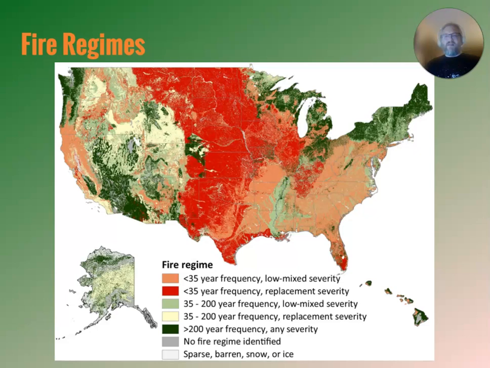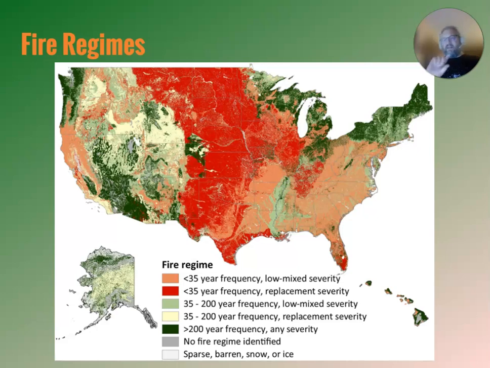If we zoom in on Pennsylvania on this map, you'll see that most of the state is in the sort of pinkish color there that represents a less than 35-year frequency, so very frequent fires, and low to mixed severity. So most of Pennsylvania historically experienced very cool fires kind of moving through the understory of the forest, burning dead leaves and branches and stuff that have fallen down, some of the small plants, dead grass and stuff, but usually not harming the adult trees that were growing there. So that was sort of the typical fire regime for most of Pennsylvania.